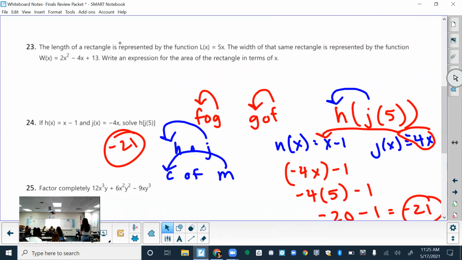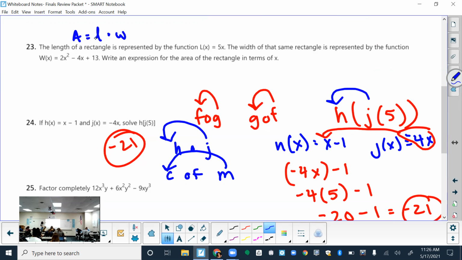All right. So the length of a rectangle is represented by this function. The width of the same rectangle is represented by this other function. Write an expression for the area of the rectangle in terms of x. So if we're talking about area, what's the formula for area? Good, base times height, right? So area equals length times width. Also, I'm not giving you a single formula. So if you don't know the formula for area, write it down. All right. Area is length times width.